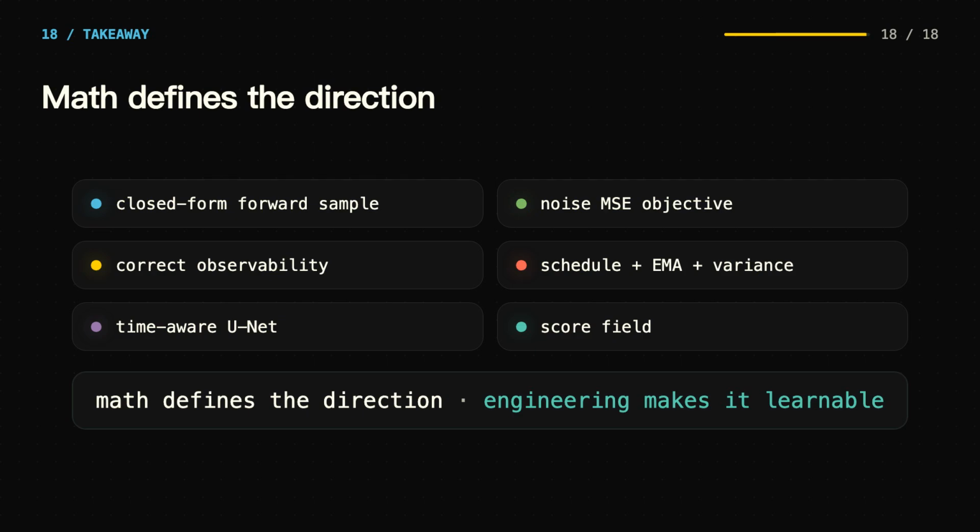Time embeddings, group normalization, and attention help one UNet handle inputs ranging from almost clean to almost pure noise. What the model finally learns is a local correction direction at every noise level. Mathematics defines where that direction should point. Engineering decisions determine whether the network can learn it reliably.